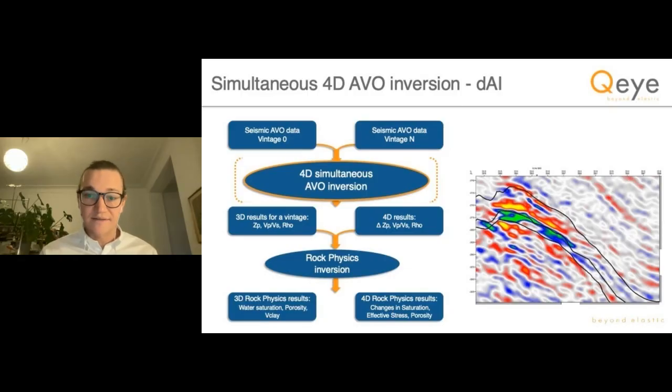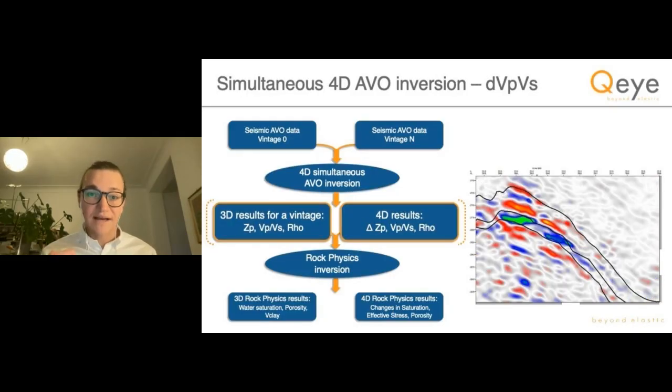And what we're looking at here is change in acoustic impedance. Because we're looking at simultaneous AVO inversion, this allows us to gain the extra dimensionality of looking at the shear term. So this is an example of change in VP/VS ratio. And the two of these together is what allows us, using rock physics relationships, to differentiate between changes in saturation, effective stress, and porosity. And we require that extra dimension to be able to separate between these two distinct production effects.